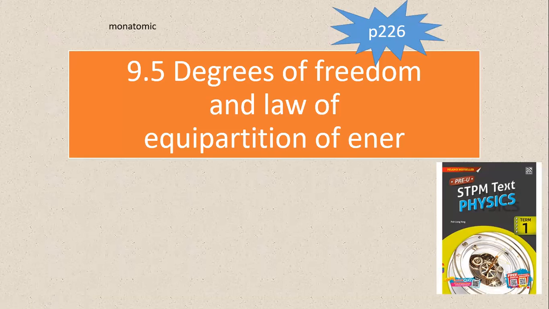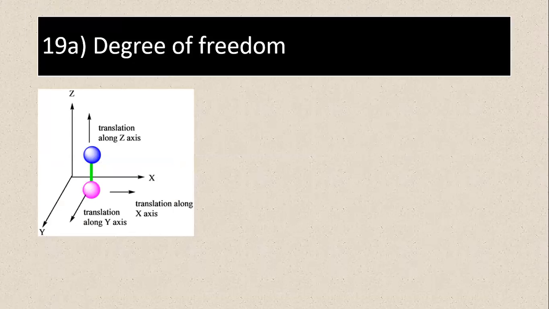Okay, page 226. These are your three axes. I think the author drew it wrongly. The Y should go in, because we use our right hand, not our left hand. Okay, doesn't matter. There's the x-axis, there's your y-axis, there's your z-axis.